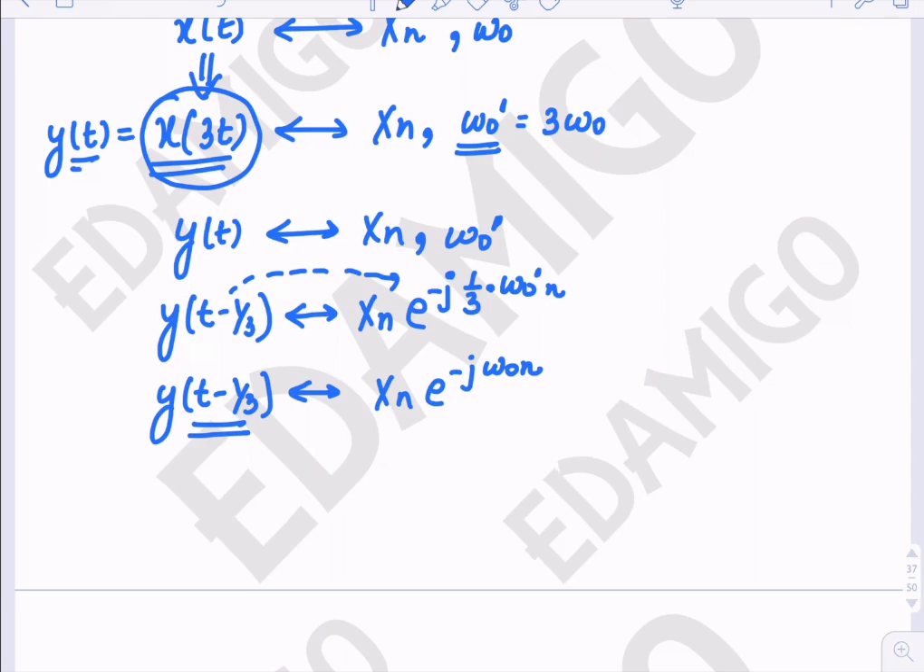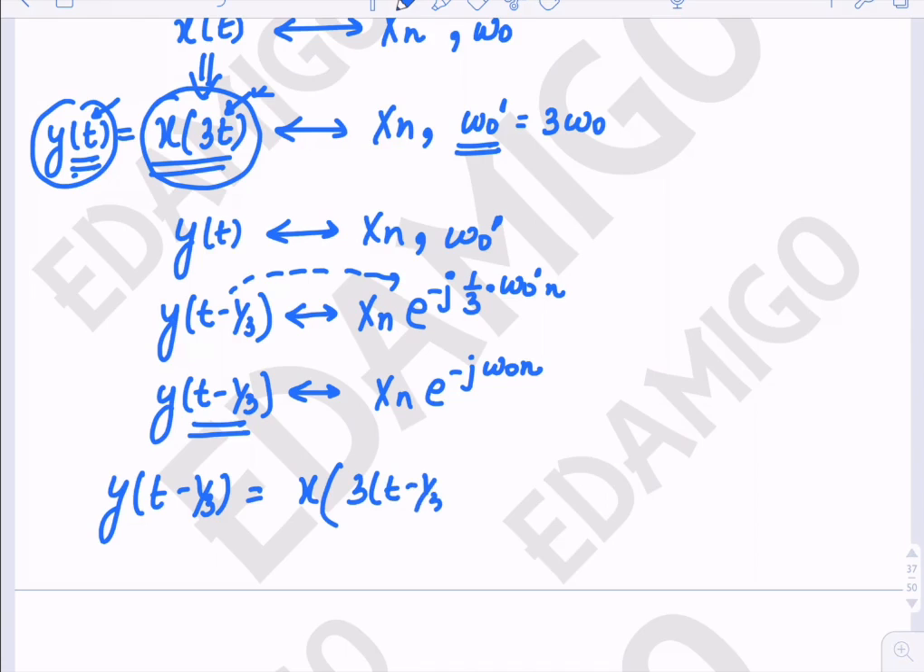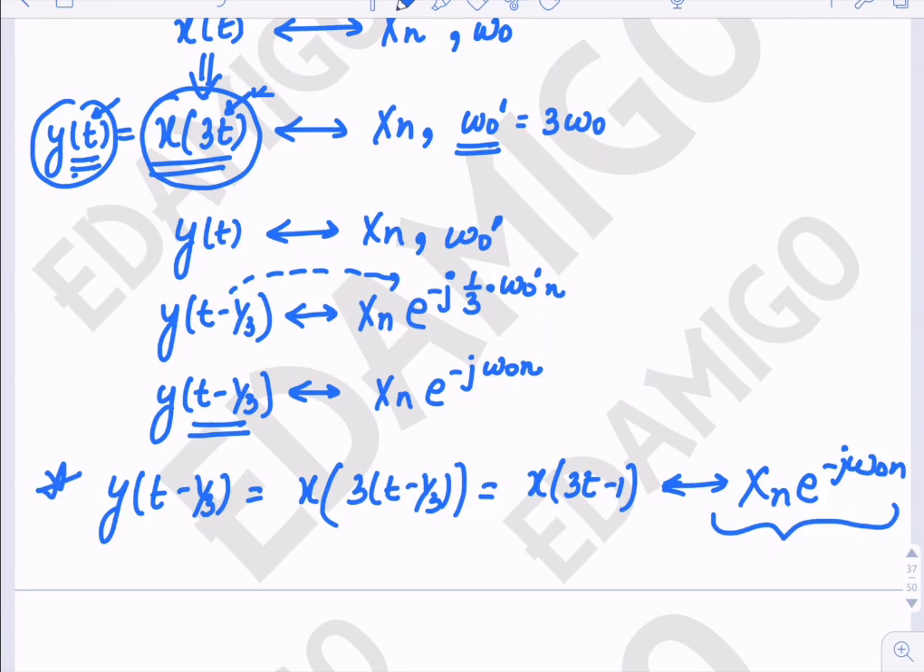So y(t − 1/3) will be equal to x(3t), so y(t) is equal to x(3t). If we change t, we have to change t here also. So we can say that y(t − 1/3) is equal to x(3t − 1/3), which is equal to x(3t − 1), will have the Fourier series coefficient x_n e to the power minus j omega naught n.